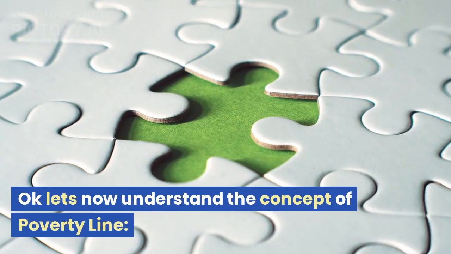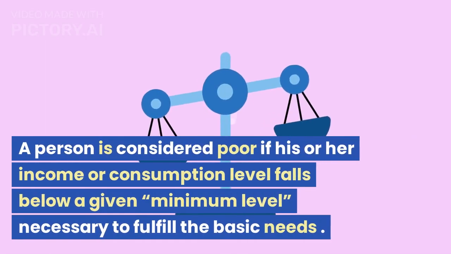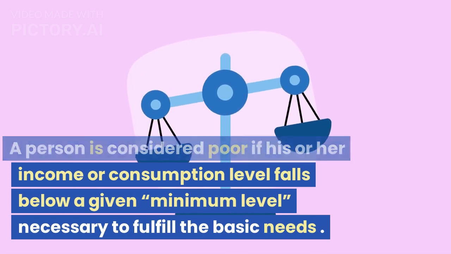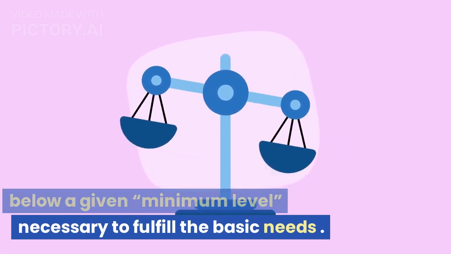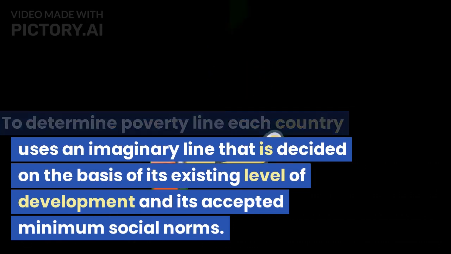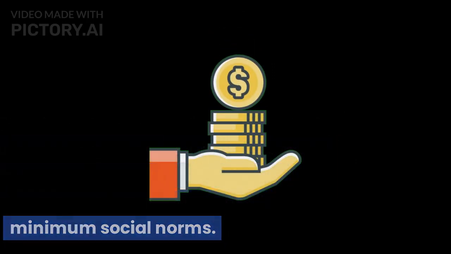Okay, let's now understand the concept of poverty line. A person is considered poor if his or her income or consumption level falls below a given minimum level necessary to fulfill the basic needs. To determine poverty line, each country uses an imaginary line that is decided on the basis of its existing level of development and its accepted minimum social norms.